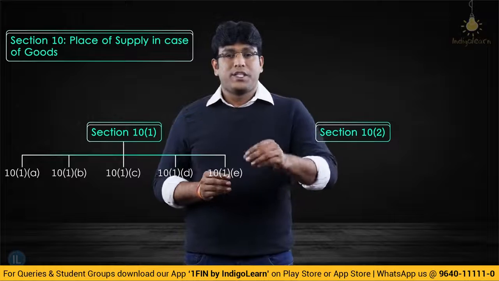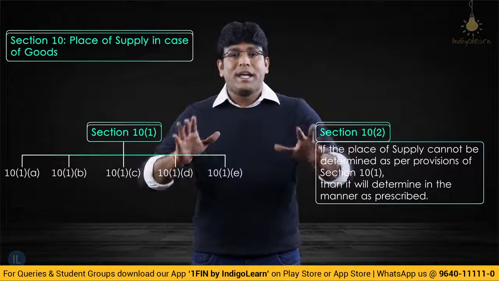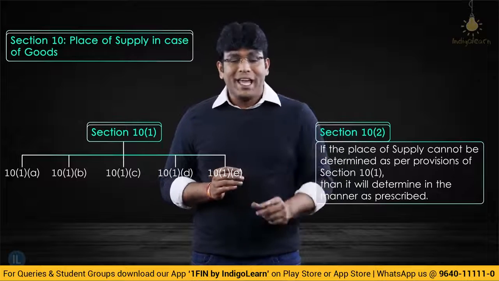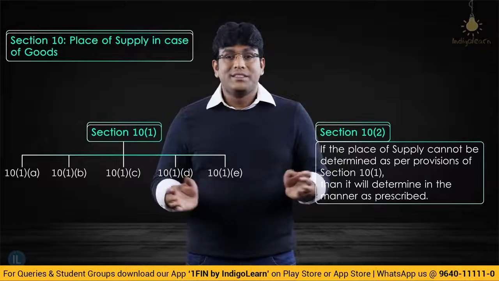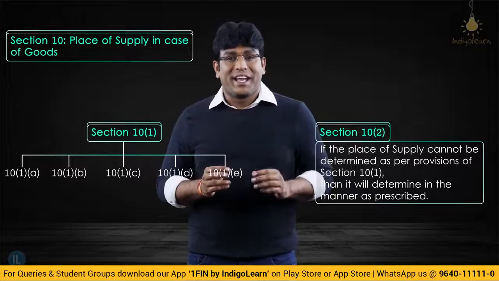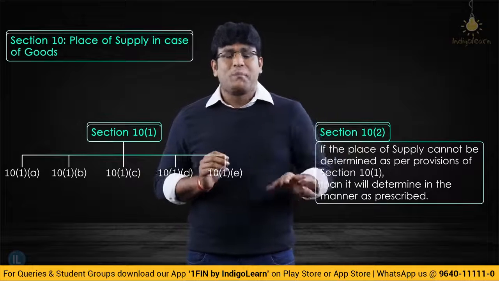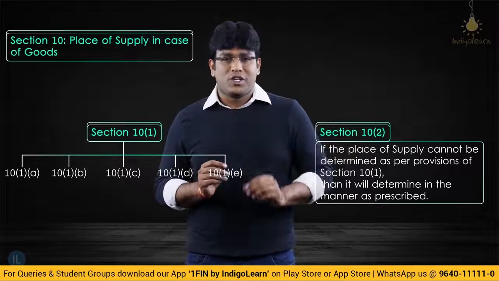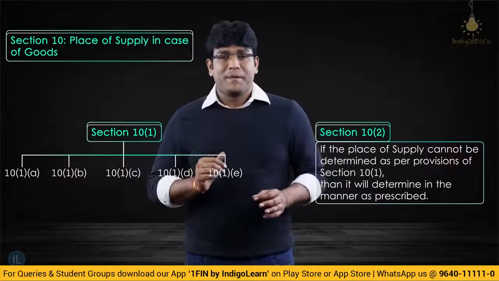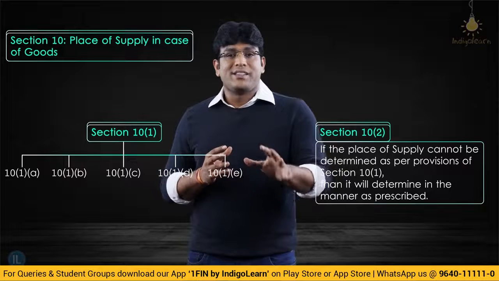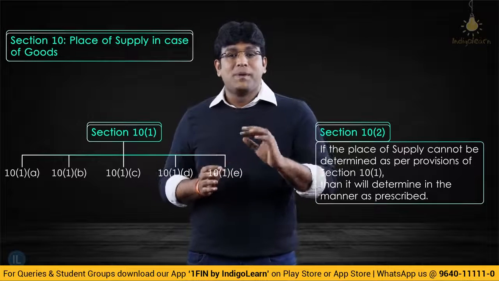On the other side, section 10 subsection 2 specifies that if the place of supply cannot be determined as per provisions of section 10.1, then it will be determined in such manner as may be prescribed. That's all. They just put a point in the law in section 10 subsection 2 where they just told that if place of supply cannot be determined by applying provisions of section 10 subsection 1, then the place of supply will be determined in such manner as may be prescribed.